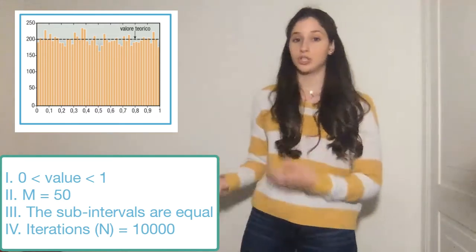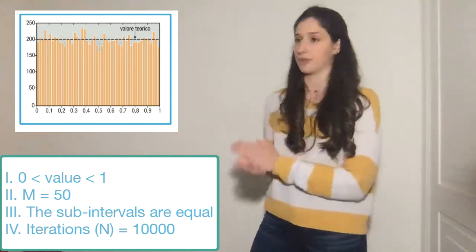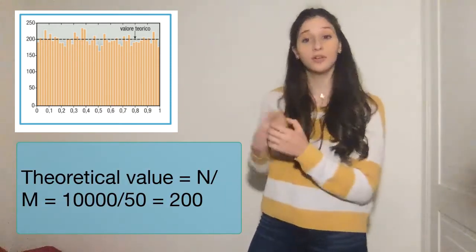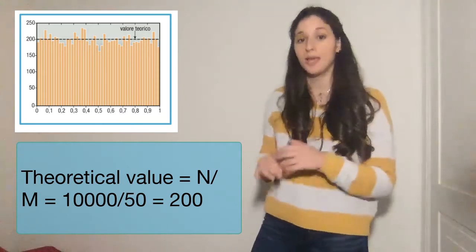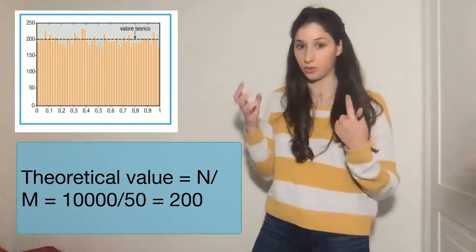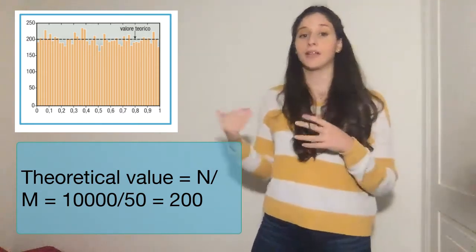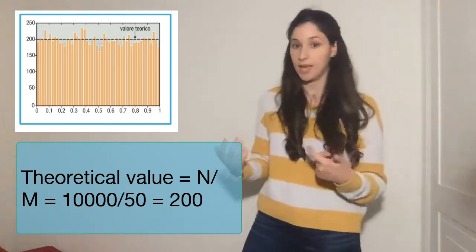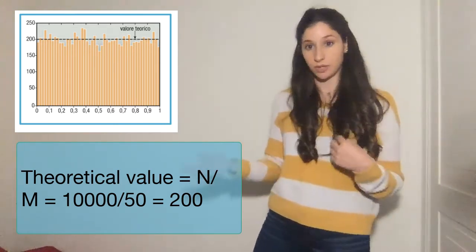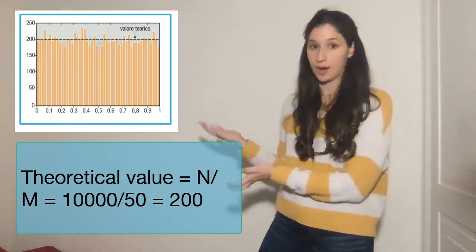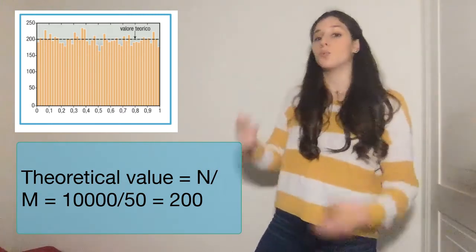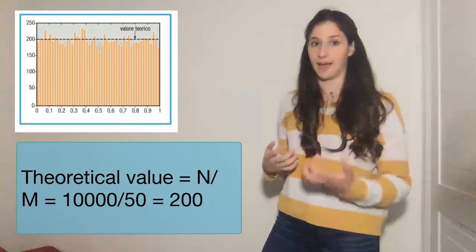So we can just use the equation that says that the theoretical value, which is the optimal value, equals the number of tries, so in our case 10,000, divided by the number of intervals, which is 50, which gives us 200 as a result. So we put all of our values in a histogram, just like this one, and we can see which values actually fall in that category.